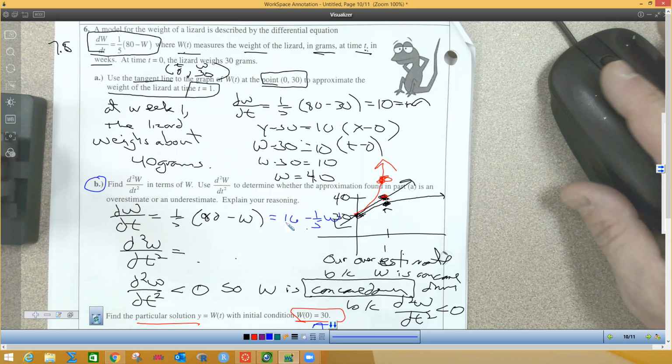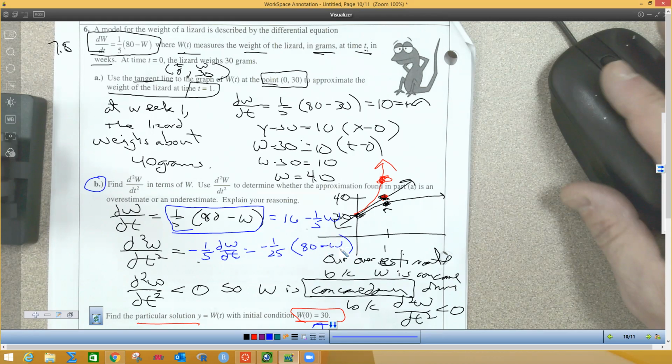And then when you do the second derivative, we were supposed to be doing it with respect to t, and there's no t's here, so the derivative of 16 is 0, but the derivative of negative 1/5 w is actually negative 1/5 dW/dt, not just negative 1/5, because there was no t here to do the derivative of. And then I'm supposed to actually take this thing right here and plug it back in for dW/dt. So negative 1/5 times positive 1/5 is negative 1/25, and then that would be times 80 minus w.